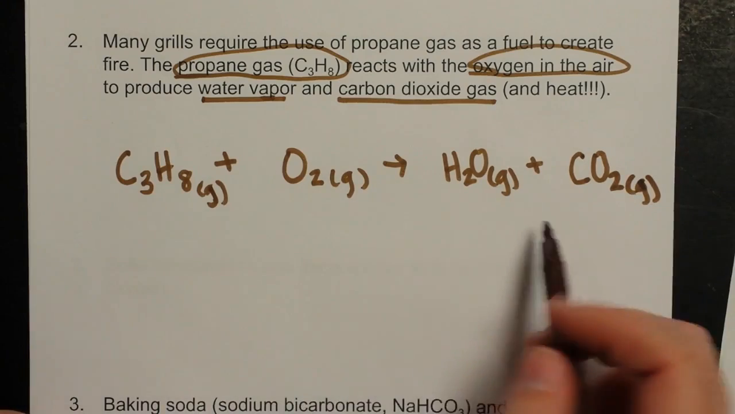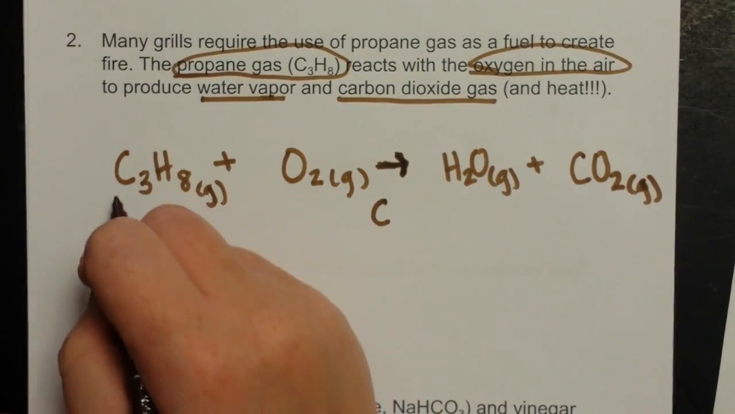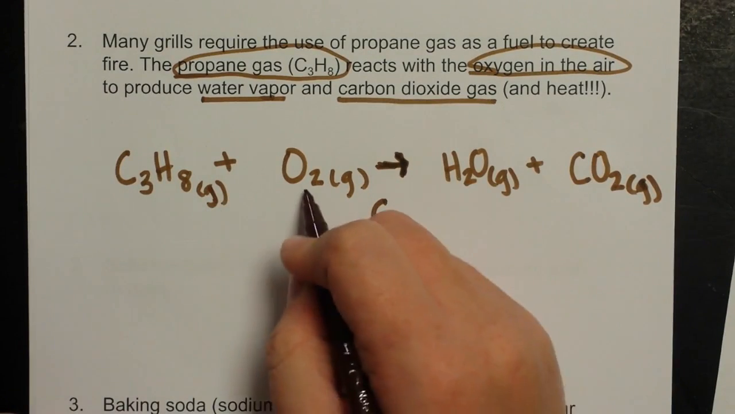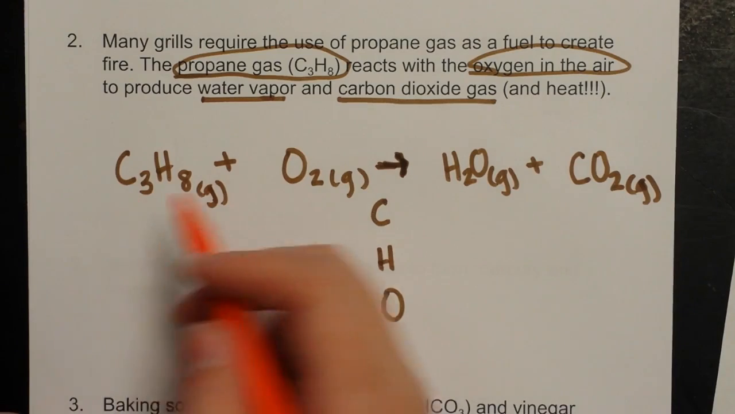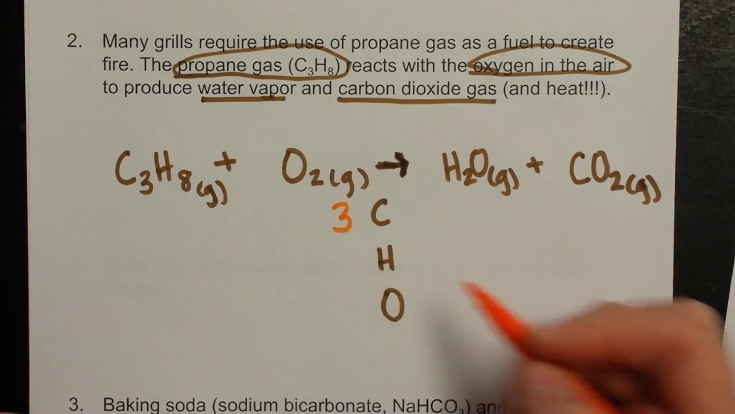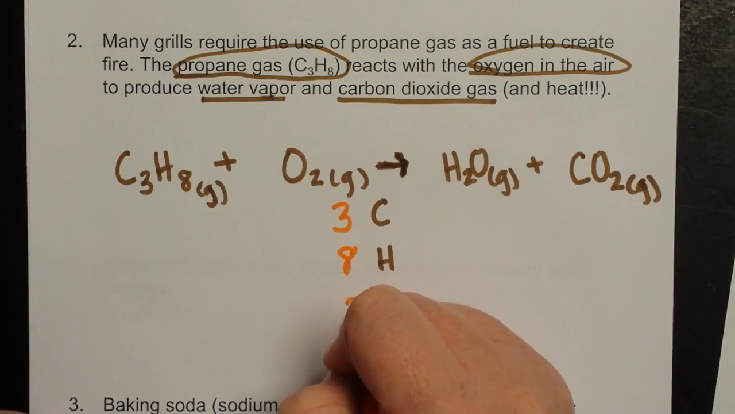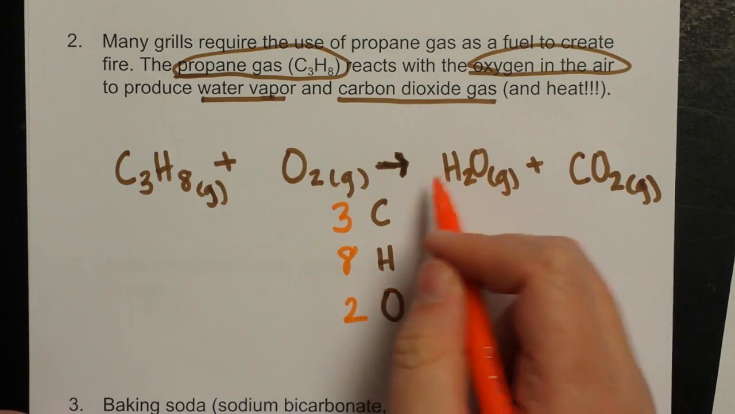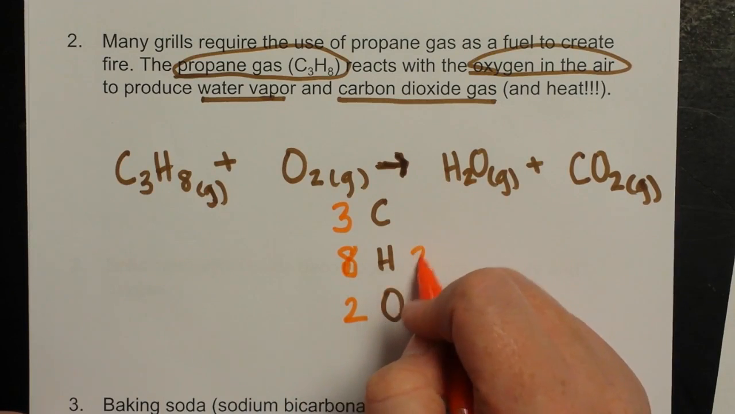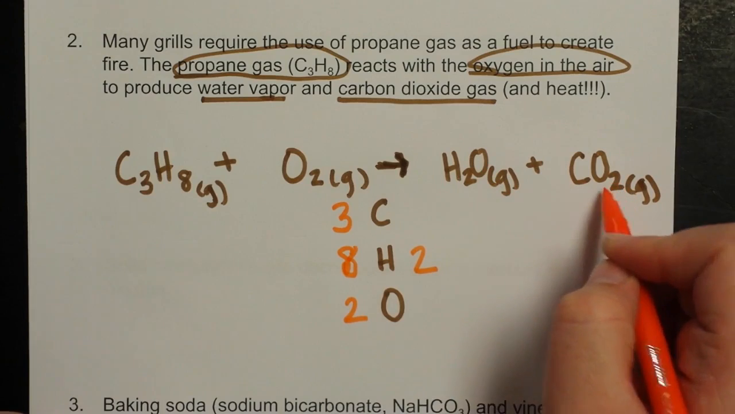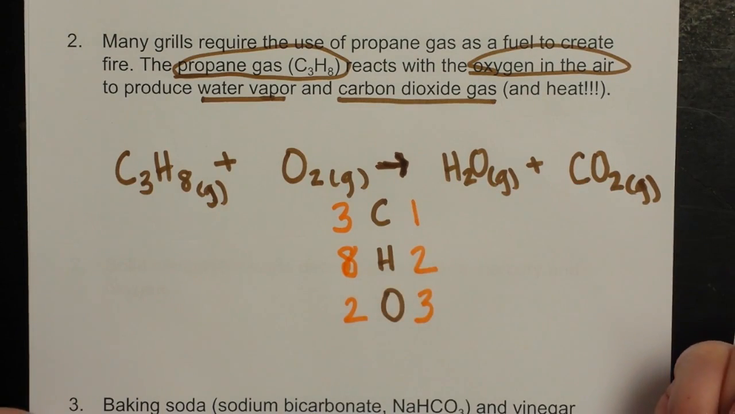Okay, let's write out the elements we have underneath the reaction arrow. So we've got carbon, hydrogen, and oxygen. If we count on our reactant side, we have 3 carbons, 8 hydrogens, and 2 oxygens. On our product side, we have 2 hydrogens, 1, 2, 3 oxygens, and only 1 carbon.